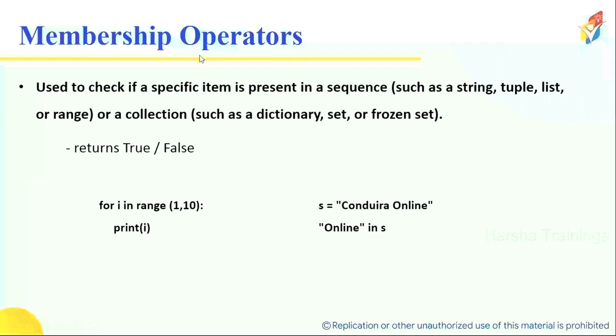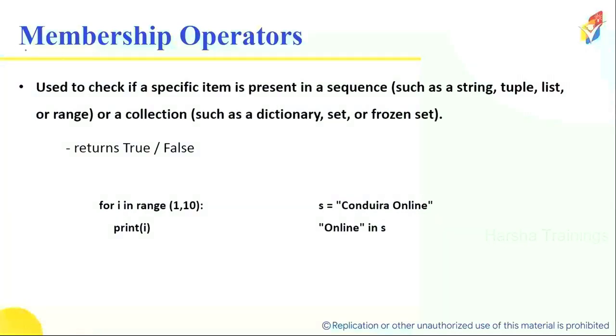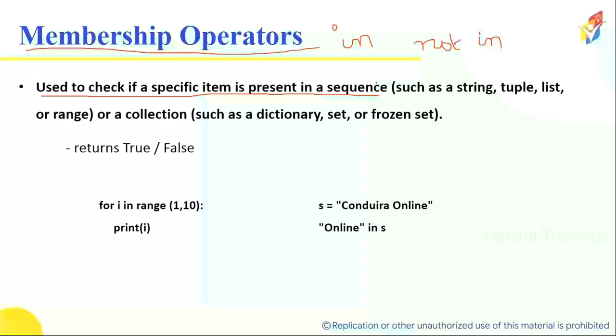Okay. Now, Python supports other operators, membership operators. There are two operators. First one is in operator. Second one is not in operator. These two are called as membership operators. The membership operators are used to check if a specific item is present in the sequence. Now in Python, what are called as sequences?